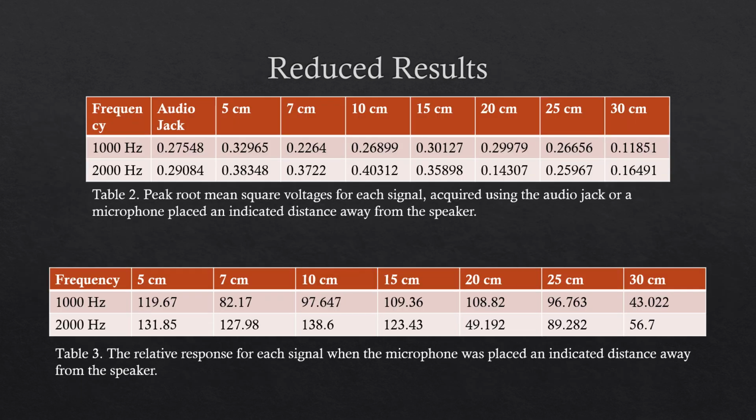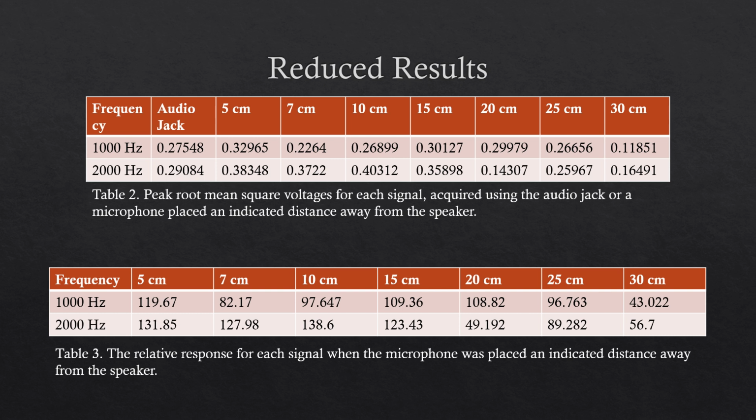Table 2 contains the peak root mean square voltages for both signals acquired through the methods previously described. Table 3 contains similar data, instead showing the relative response for each distance. Interestingly, the results were not as predicted.